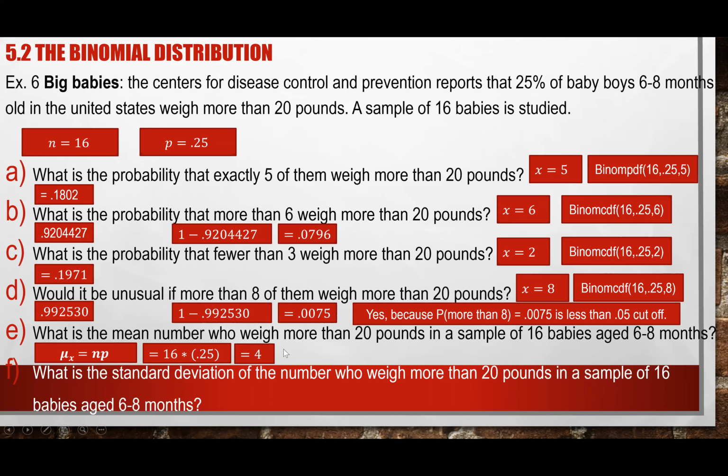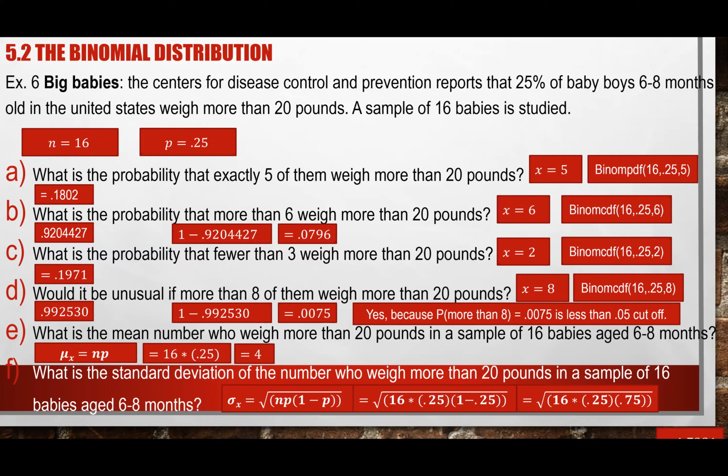And again, standard deviation, what do we do? Reminder, the standard deviation is the square root of n times p times 1 minus p. You plug it in: 16 times 0.25 times 1 minus 0.25, which is 0.75. This gives me 1.7321. If they ask you for variance, you take this and square it, okay? The only reason I give you this problem is to show you that your homework, quizzes, and tests can ask you E and F together with this. You're just using the n and the p.